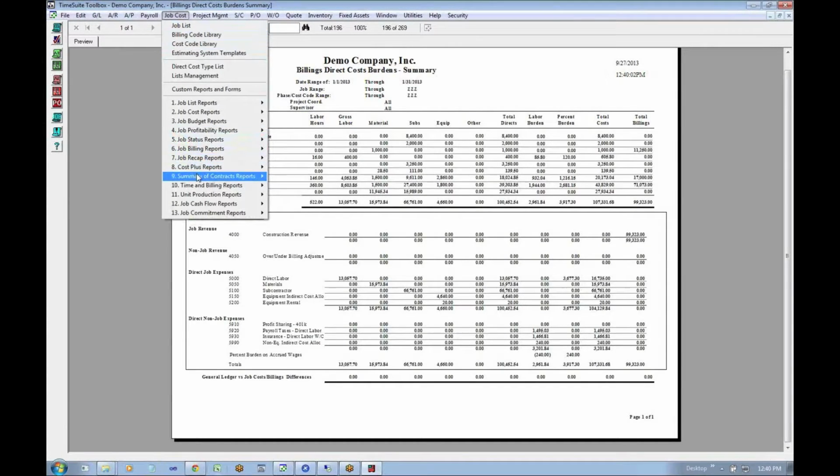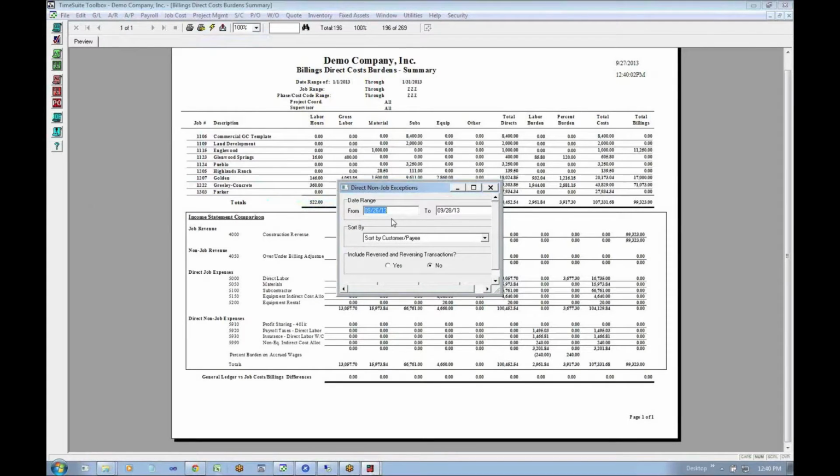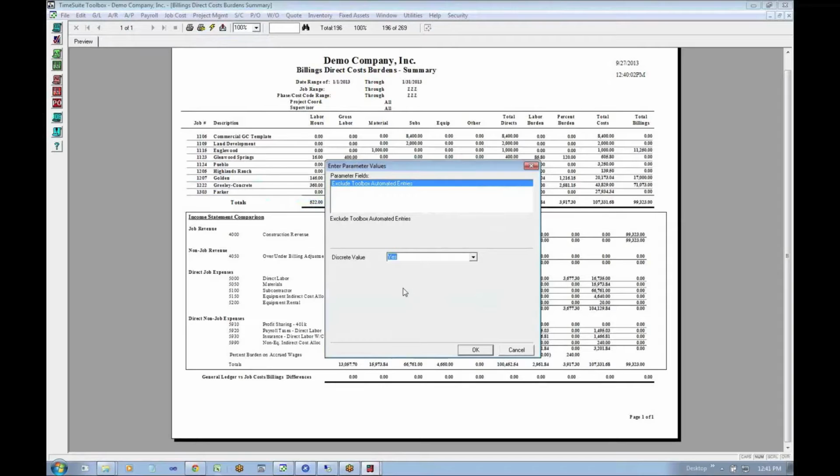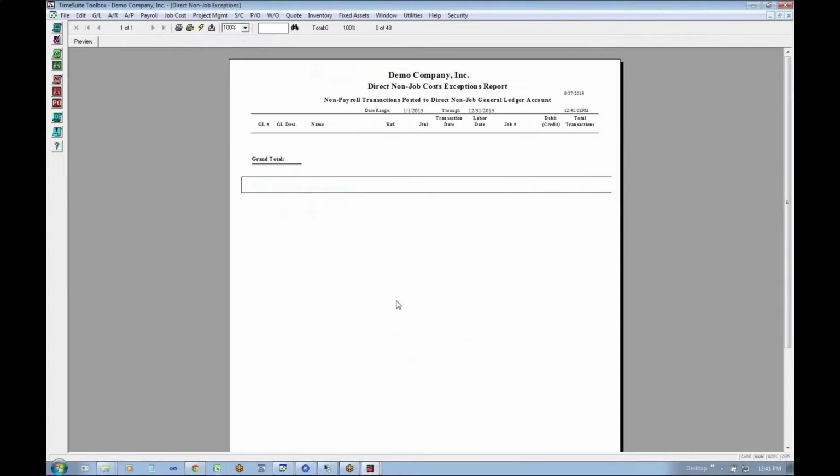If we go to job cost, summary of contracts, this direct non-job exceptions report, run it from the first of the year to the end of the year, and you say preview, and click OK. You've got your direct non-job exceptions report.